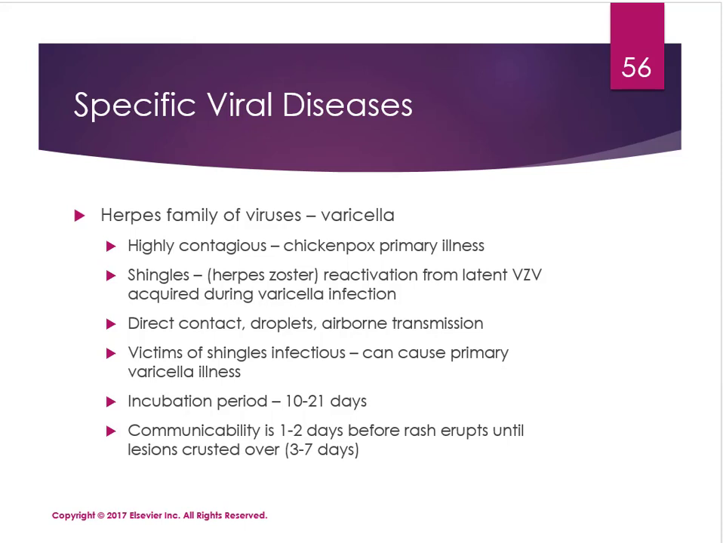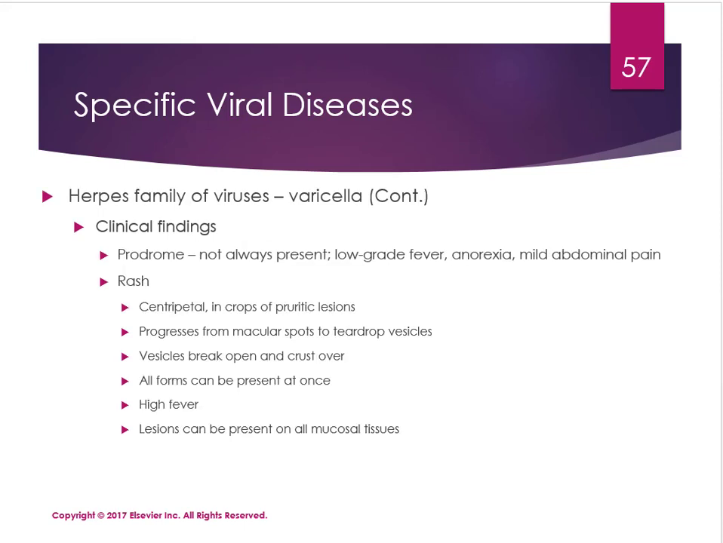Incubation period is 10 to 21 days and typically peaks in those that are between 10 and 14 years old. The communicability of the disease is between 1 and 2 days before the rash erupts until the lesions have crusted over, typically 3 to 7 days. Clinical findings include a prodromal phase. It may not always be present, but the child may present with low-grade fever, anorexia, and some mild abdominal pain.